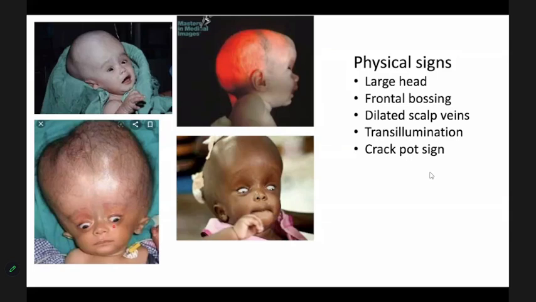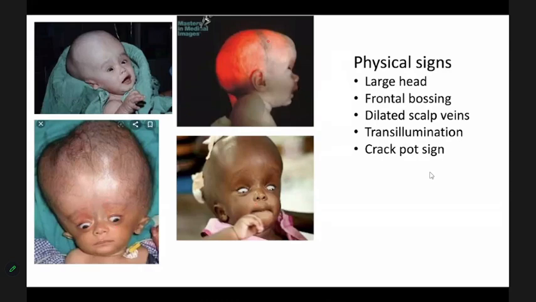So therefore, in both this image and this image, you can clearly appreciate what you call the sunset sign. What do you call this? Sunset. Does it look like the sun setting? Yes, right. When the sun sets, the sun goes down, right? So here, this is because of the upward gaze palsy. So the baby is unable to look up, and not only that, it actually causes a forceful downward deviation. So therefore, the eyes are forcefully pushed to look downward. So therefore, this causes what we call the sunset sign, right?